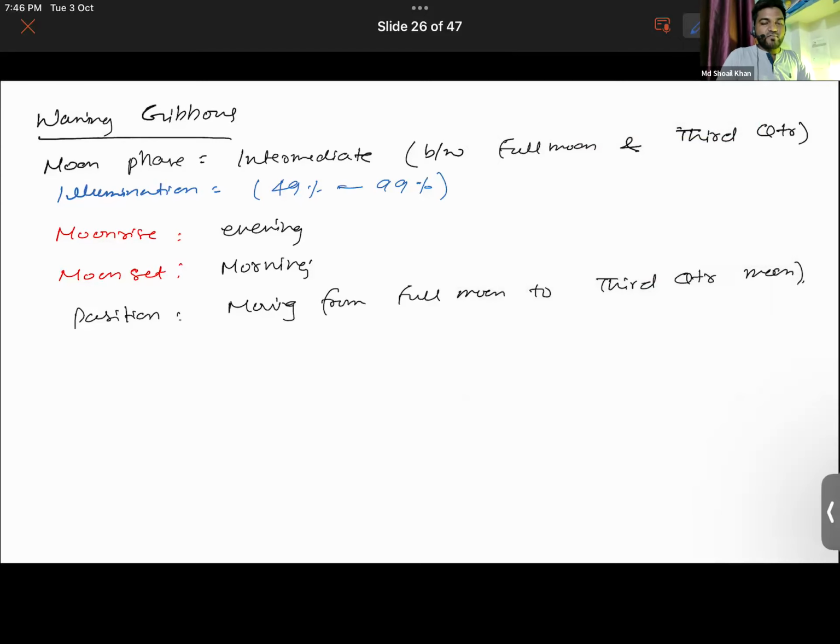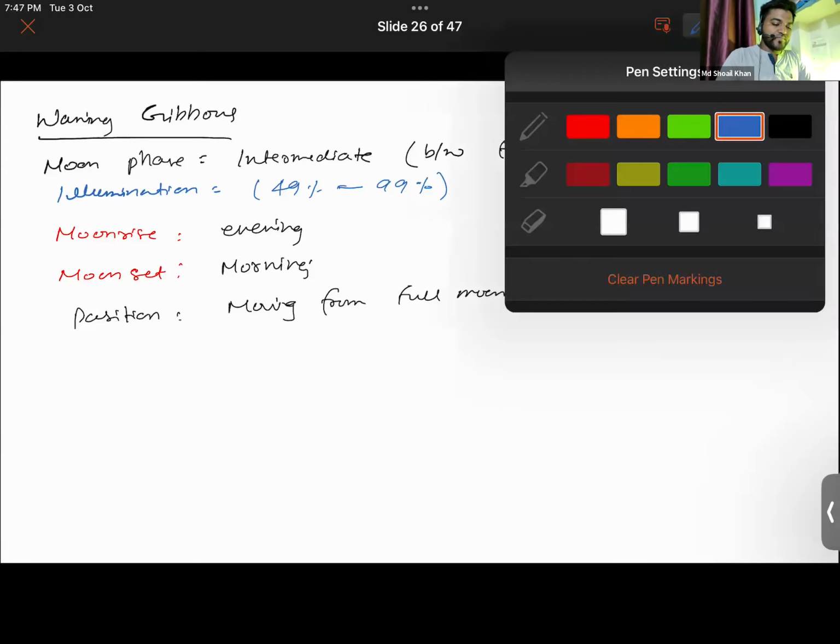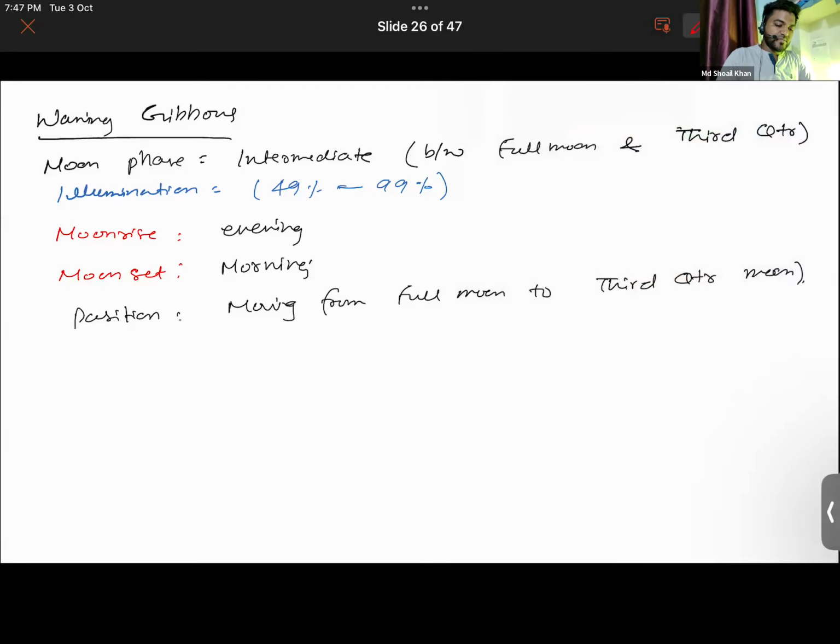After that, which phase do we have? After waning gibbous, you have got which phase of the moon? I believe several times I have written it over here. Third quarter moon, no?